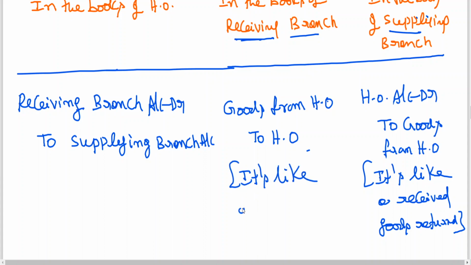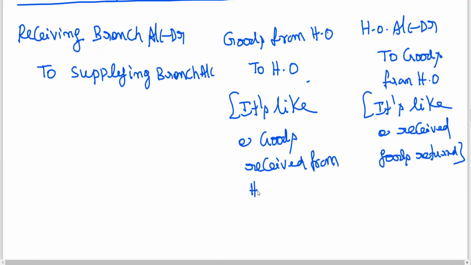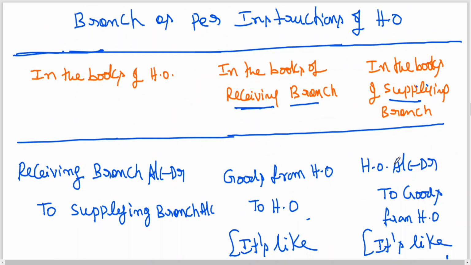It's like goods received from head office. But the only thing is that instead of giving the goods back to head office, you are giving them to the home branch. So instead of receiving from head office, the receiving branch is getting the goods from the home branch.